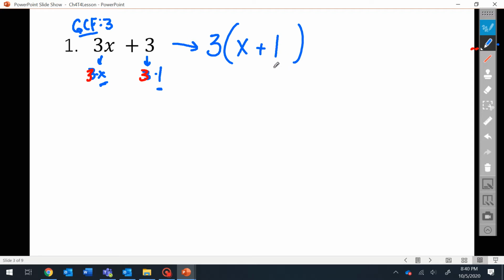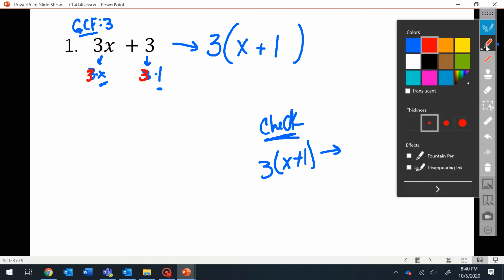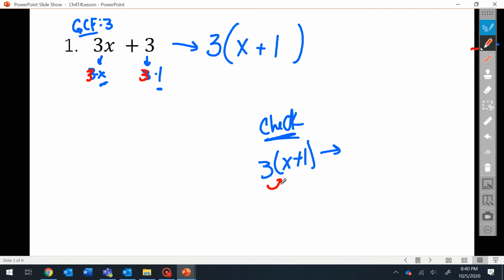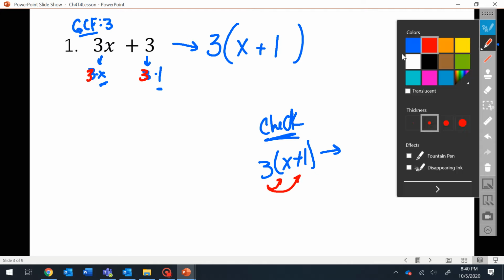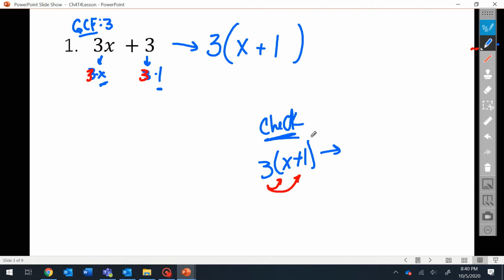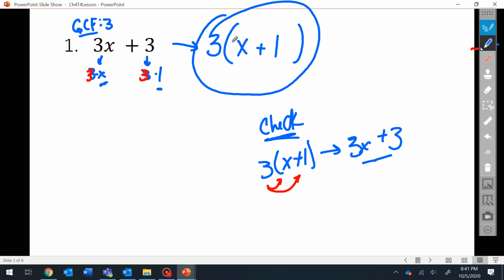Now you can check this by using the distributive property, because factoring is just the opposite of distribution. If you did this correctly, when you distribute, you should get back to 3x plus 3. So I'll distribute the 3. 3 times x is 3x, and 3 times 1 is 3. So I get back to my original problem. So this right here is the factored form. 3 times x plus 1.